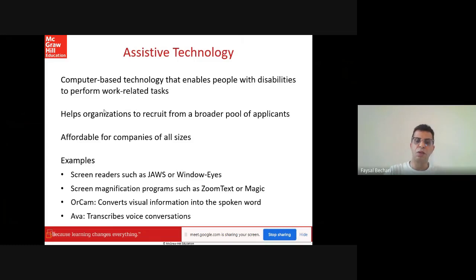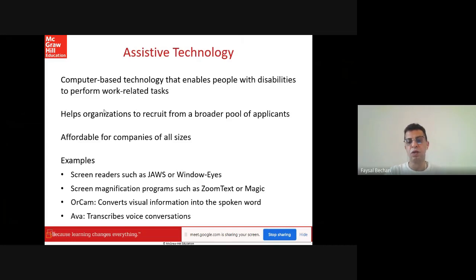Computer-based technology that enables people with disability to perform work-related tasks. Now, there are lots of solutions in the market that can help disabled people to be enabled and on an equal field with others.